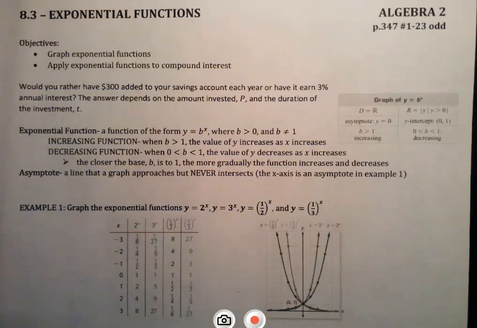Okay, so we're going to look at exponential functions today. Our objective is to graph some exponential functions and to apply exponential functions to compound interest.